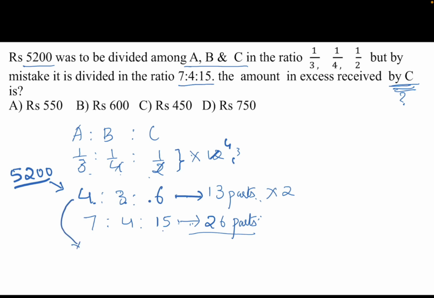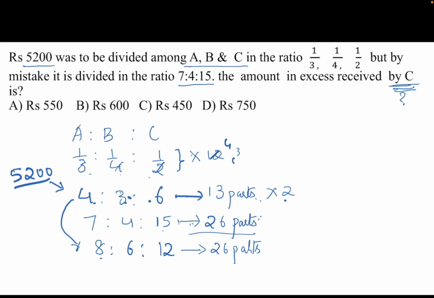So, this will become 4 2s are 8 is to 3 2s are 6 is to 6 2s are 12. Now add and see, 12 plus 8 is 20 plus 6 is 26 parts. Yes, now we got it correct. Because the money is divided among these people and it is circulating among these people only, isn't it?